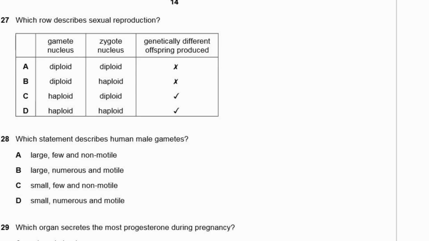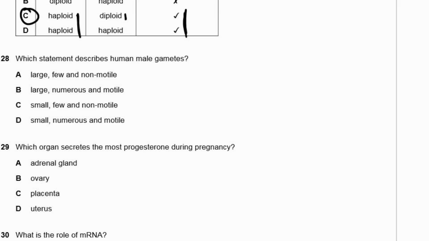Question 27. Which row describes sexual reproduction? Okay, so the gamete nucleus, the gamete, the sperm or the egg, is it diploid or haploid? The sperm and the egg are haploid. The zygote nucleus, when the sperm and egg have fused together, that's going to be diploid. Okay, genetically different offspring. This is sexual reproduction, so yes, there's going to be genetically different offspring, so the answer is C.